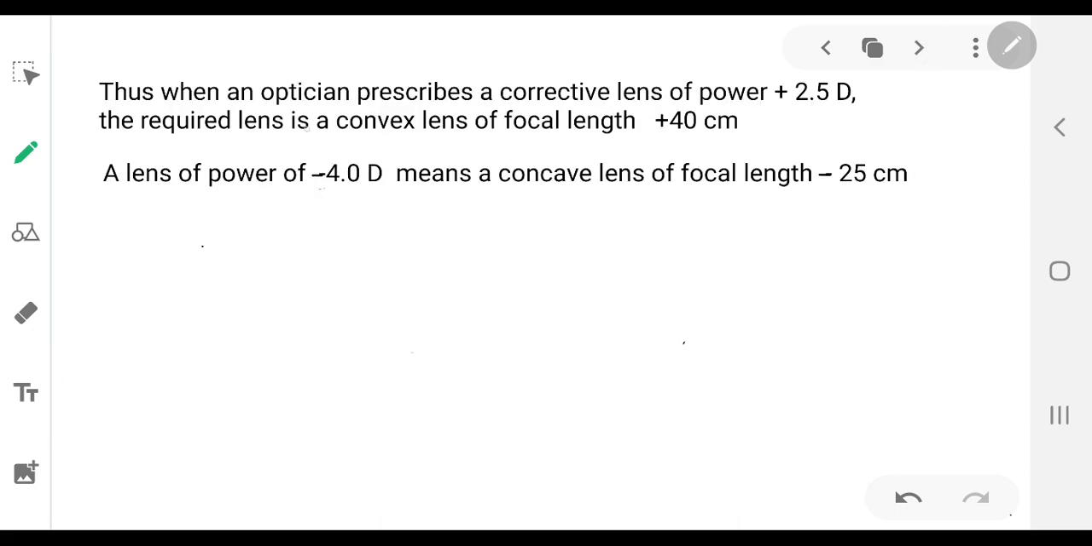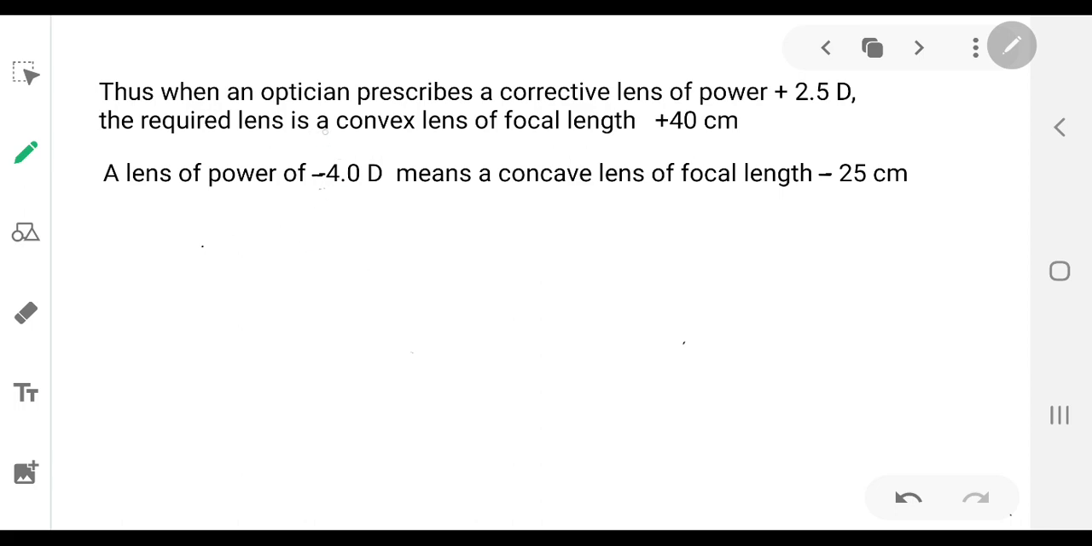Thus, when an optician prescribes a corrective lens of power plus 2.5, so for specs, they give you the number in terms of a power, that is plus 0.5, plus 0.25, plus 2.5, plus 0.6. It means accordingly you have to use the corrective lens to correct the eye defects.